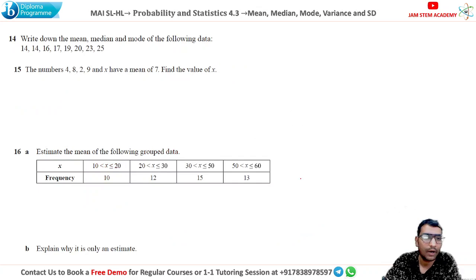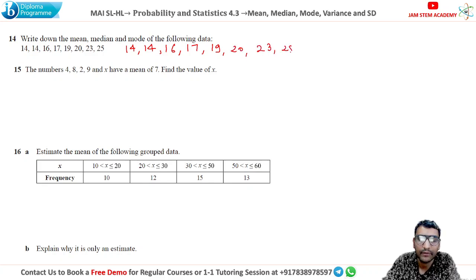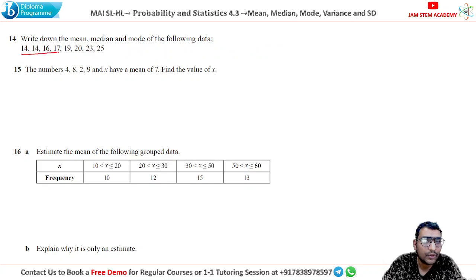Now, write down the mean, median, and mode of the following data sets. So, as I said, you have to arrange the data in ascending or descending order to find the median. Mean you can find directly. Okay. So, for the median part, let's arrange this data: 14, 14, then we have 16, 17, 19, 20, 23, and 25, right? Which is already in ascending order. Now, we can find the total number of terms. So, in total, we have 8 terms.